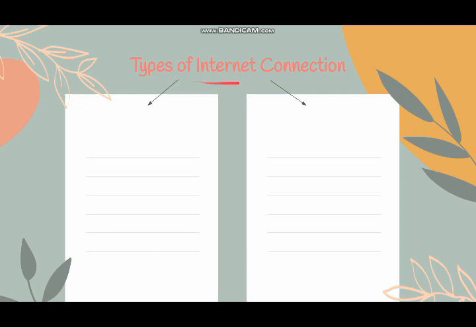Okay, for the sake of your understanding, I would like to talk about 2 types of internet connection, which is the first one in your syllabus, broadband connection. It is a high-speed one, and also a dial-up connection, which is a low-speed one. Okay, you don't have this in your syllabus, but I think it's good to know, although we didn't really use it nowadays. Okay, so what actually is dial-up connection?